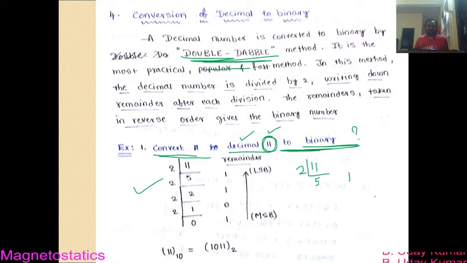If you want, I will solve this in this way also. 2 fives are how much? You get 10. So 11 minus 10 becomes how much? 1. This is what you get. And again you have to divide this 5 by 2. So this is 5, right? 2 twos are 4, and 5 minus 4 gives you how much? Again 1. This is what you get.